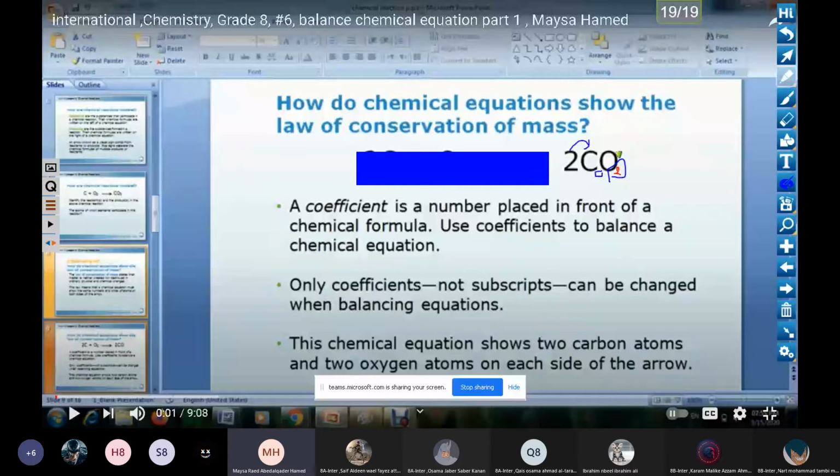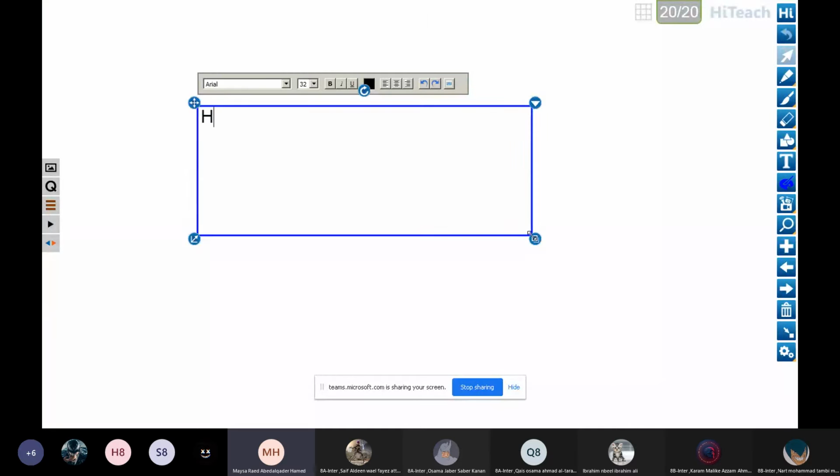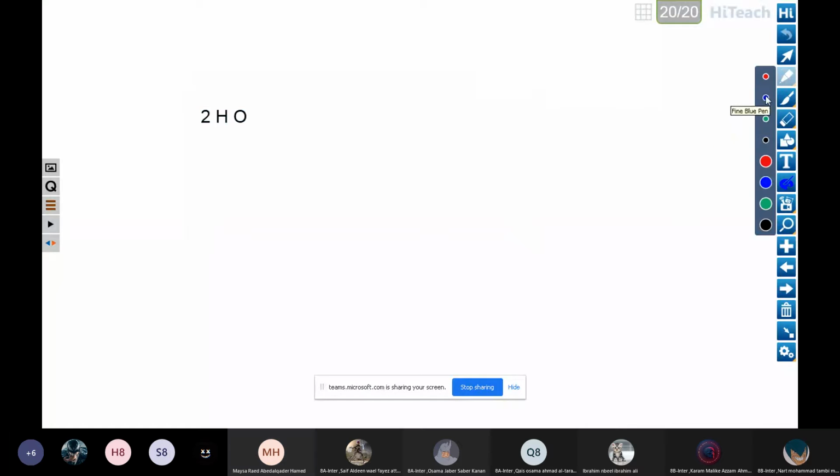I'll give you another example, guys. Look at this example. You have H2O, or actually you have 2H2O, like this. Wait. From this chemical formula, how many hydrogen atoms do I have here? Basil? Miss, can you hear me? From this chemical formula, I told you you have 2H2O. How many hydrogen atoms are there?